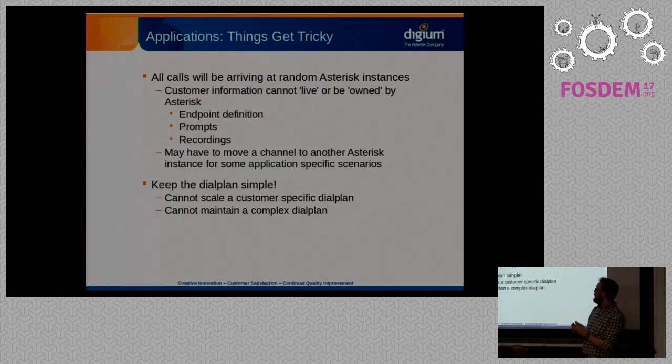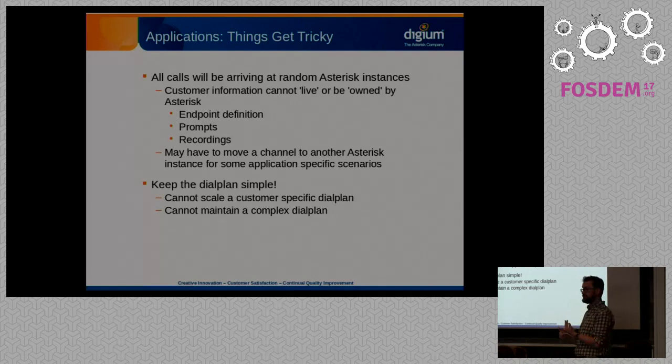Okay, so there are a couple of different things we have to figure out. We can't let any customer information live on or be owned by Asterisk. That's the first step. There are roughly three things that means we have to not store on the Asterisk instance. We can't store endpoints or any specific SIP information on those instances. We can't store prompts on the Asterisk instances, because I can't put every single customer prompt on every single Asterisk instance. I can't store my recordings on the Asterisk instance.